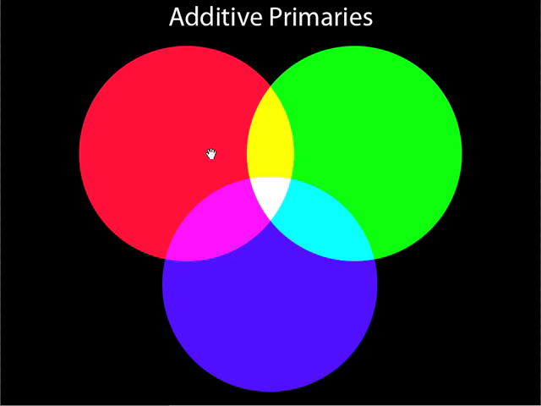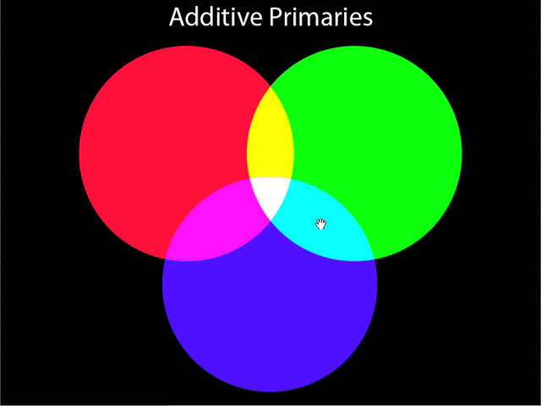Now this is white because these are fully saturated colors. If these were somewhere below the 255 range, this would be a gray. Gray is an equal amount of red, green, and blue. All right. Now you'll see a number of interesting things here. When red and green overlap, they create yellow. Red and blue create magenta. Blue and green create cyan.